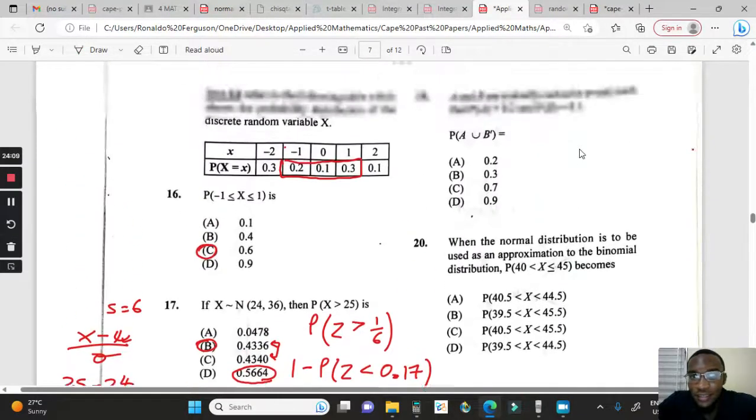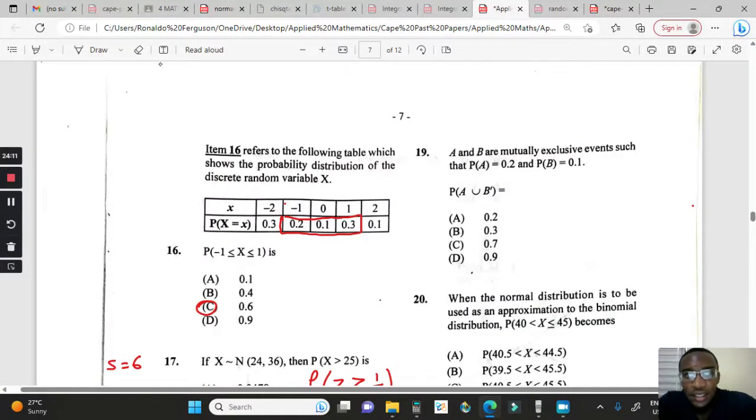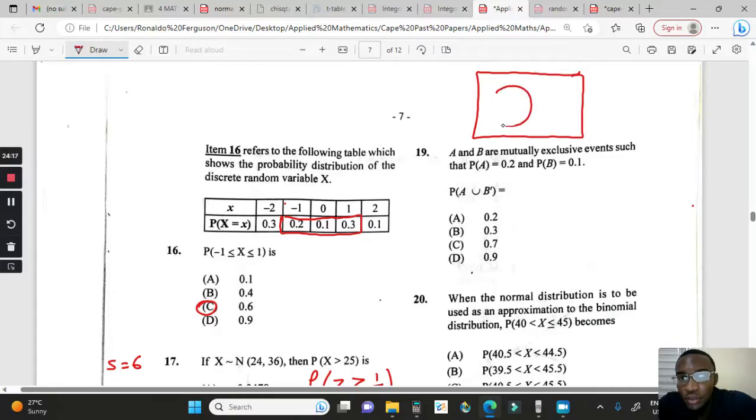Lovely. Number 19, it says A and B are mutually exclusive. So always draw your little Venn diagram. Mutually exclusive means they don't intersect. So this is A and this is B. And they're telling us that the probability of A is 0.2, the probability of B is 0.1. So on the outside is 0.7.